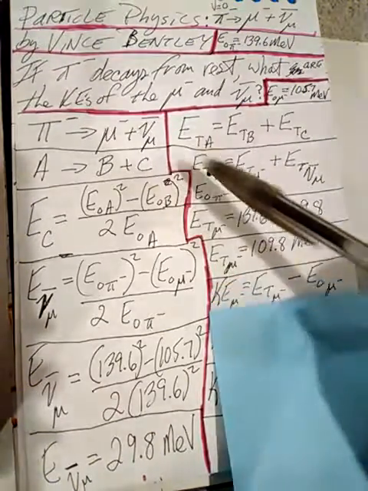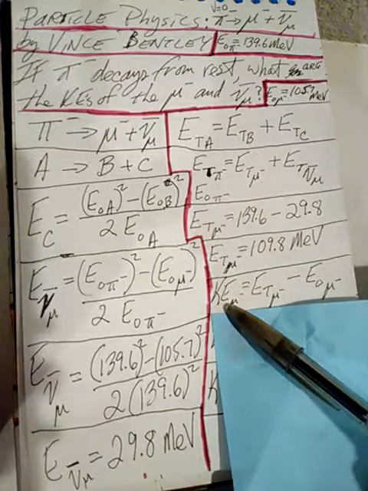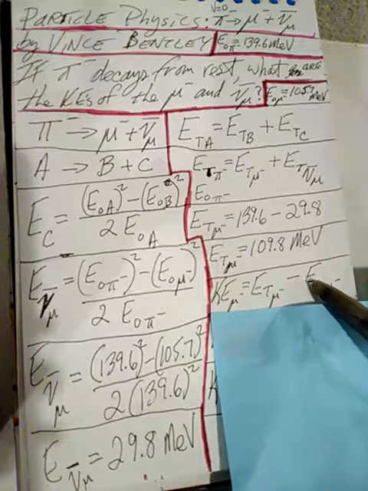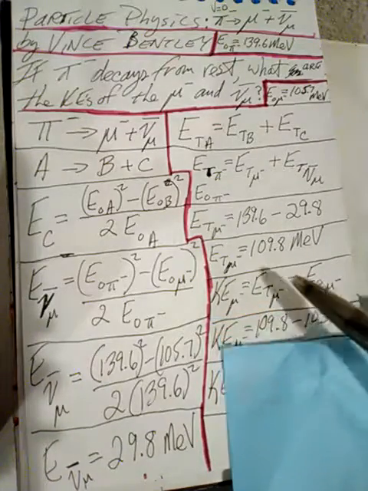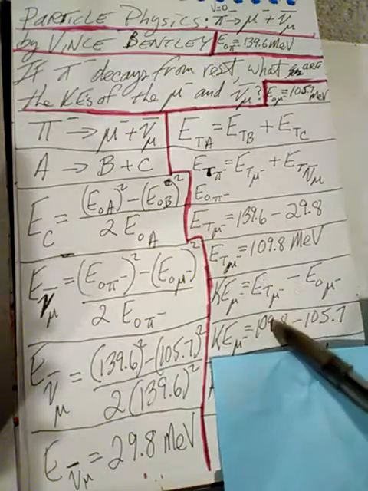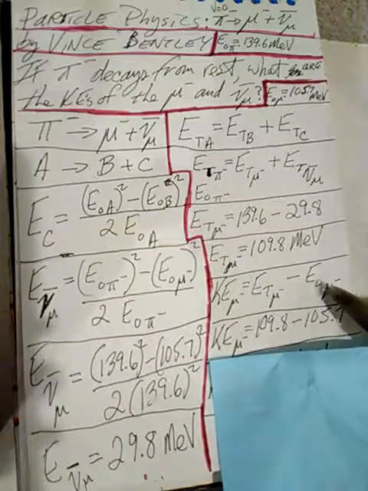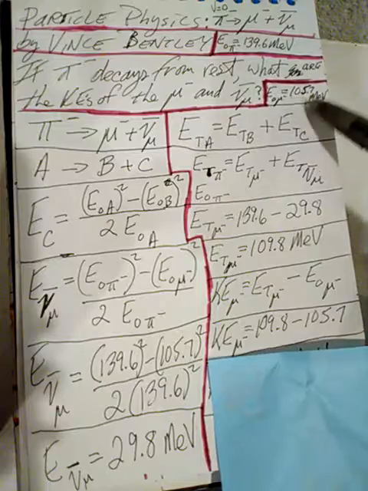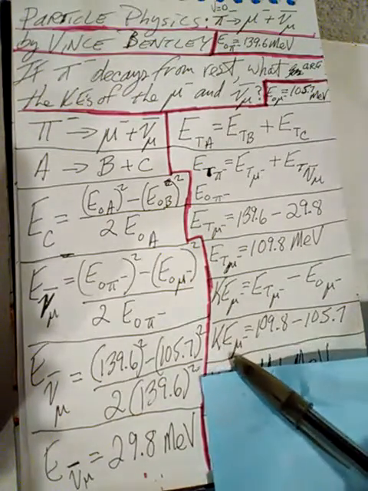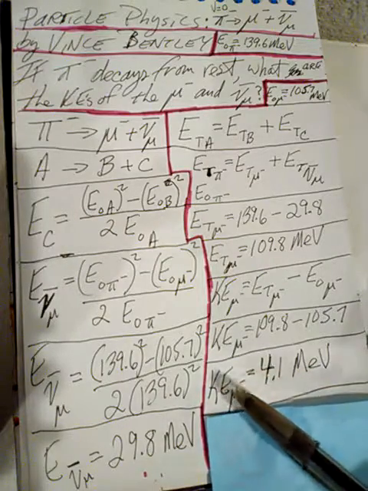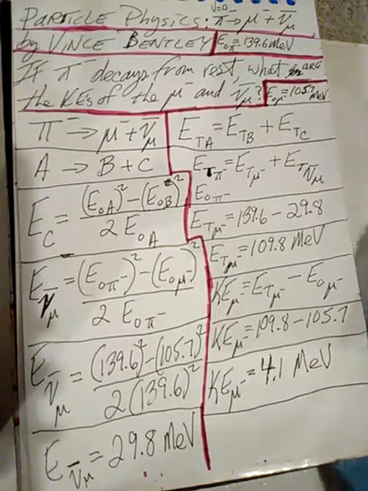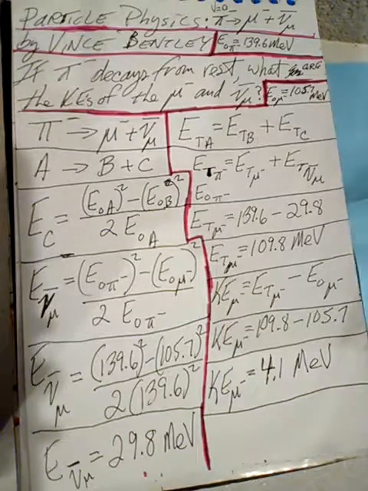We asked for the kinetic energy. If you want to know the kinetic energy of the mu meson, it'll be the total energy of the mu meson minus the rest energy of the mu meson. We know the total energy of the mu meson is 109.8. I put that right in there. The rest energy for the mu meson I gave to you right here, it's 105.7. So if we take this minus this, we get the kinetic energy of the mu meson, which is 4.1 MeV.